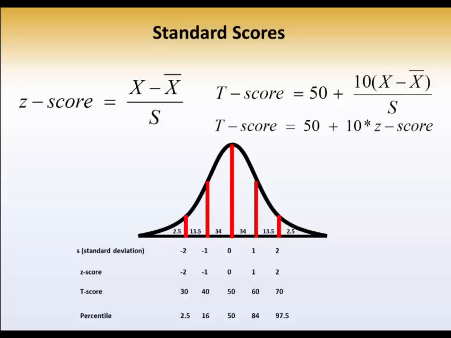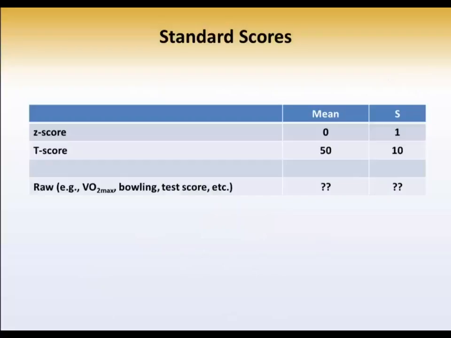So what happens now is, where the mean for z-scores is 0, if you substitute 0 in for the z-score, you'll get 50 plus 10 times 0, so the mean of t-scores is 50. In fact, if you look at this table, this simply illustrates that the mean for z-scores always is 0. The standard deviation always is 1. The mean for t-scores always is 50. The standard deviation is 10.